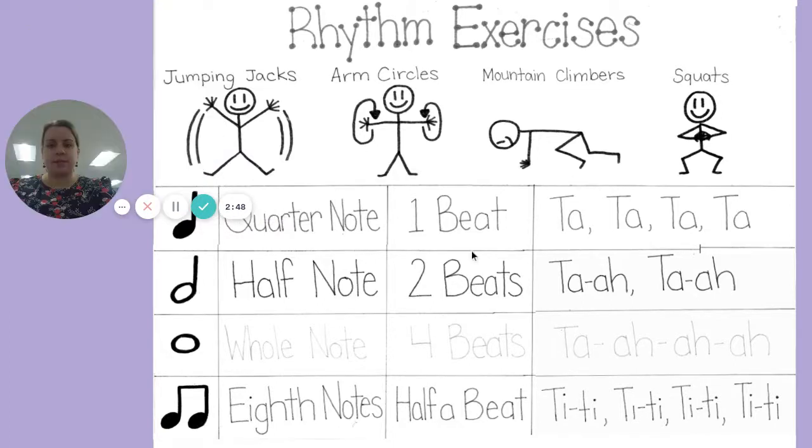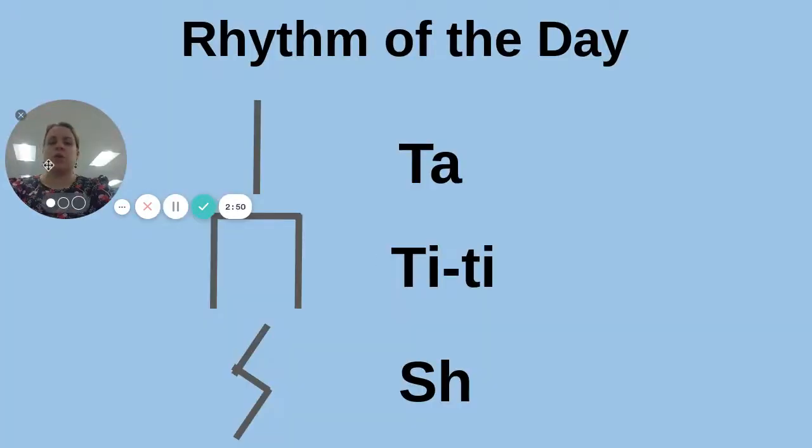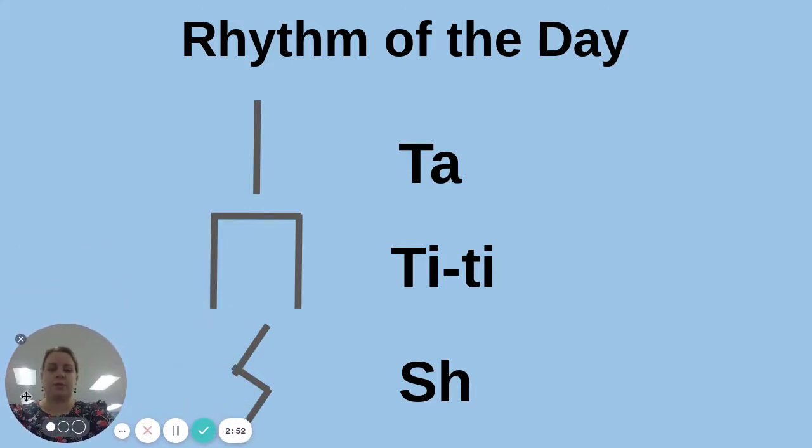Okay, next we're moving on to our rhythm of the day. So in our first video this week, we talked about this new sound. So we have ta, straight line up and down, ti-ti, two lines with a brace across the top. And then now we have a new sound, which is sh. And it looks kind of like a little zigzag, a little squiggly line.